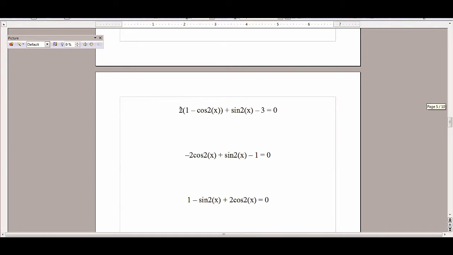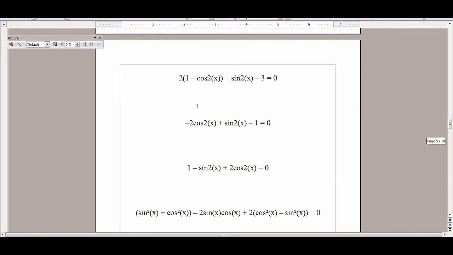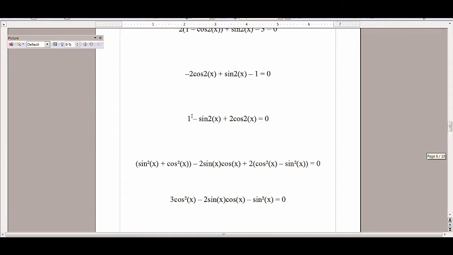So now that you've got 1 minus cosine 2x over 2, you still got a 4 over here, so you can just divide 2 over 4 and you get 2, so that's how that happens. And then you multiply this back in and simplify it down to this, move everything to the other side, making this a positive, this a negative, and this a positive.